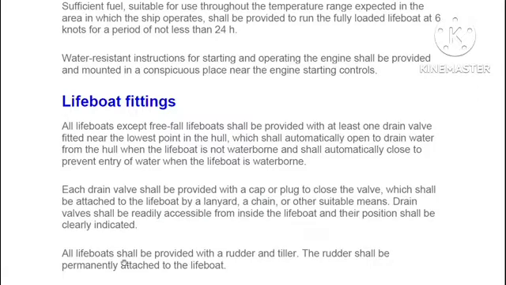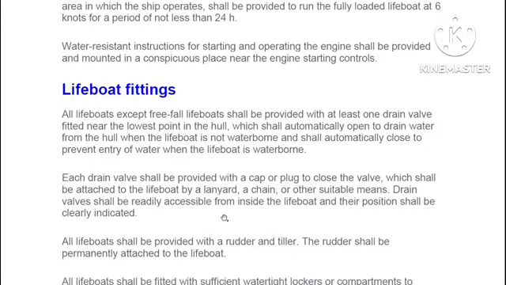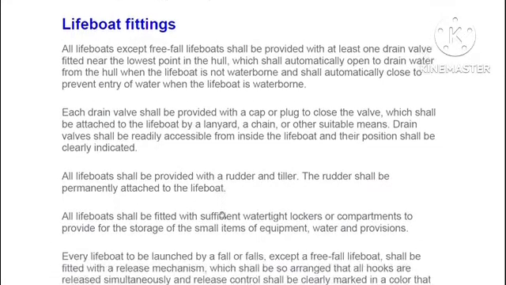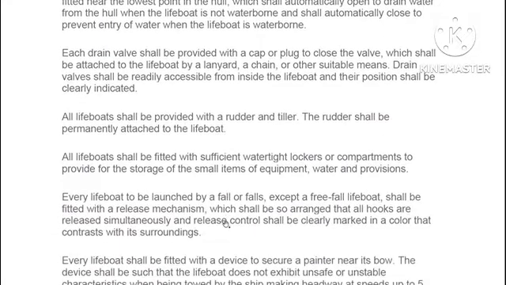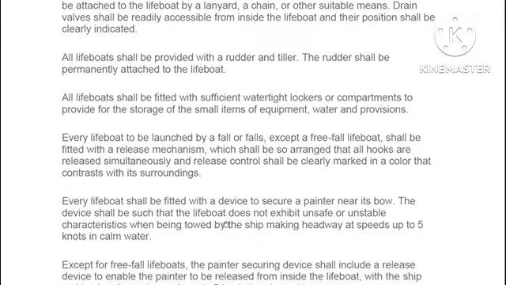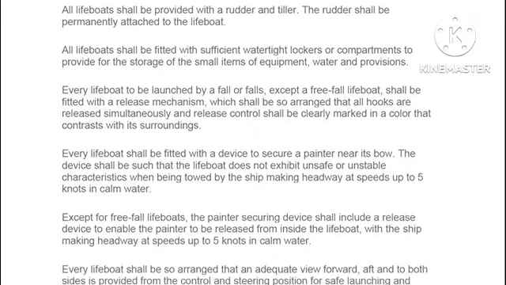All lifeboats shall be provided with a rudder and tiller. The rudder shall be permanently attached to the lifeboat. So this is another important requirement. All lifeboats shall be fitted with sufficient watertight lockers or compartments to provide for the storage of small items of equipment, water and provisions.